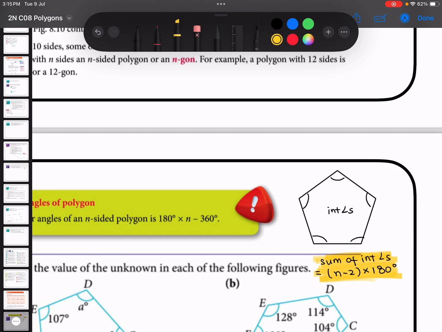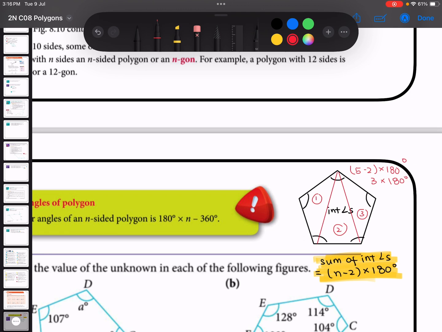Why is it like that? I can break it down for you. 180 is a triangle. Every polygon, I can cut into triangles, but you must cut from corner to corner. For example, this is 5 sides. The first 3 sides will form one triangle. This is the first triangle. Then 2 triangles, 3 triangles. So 5 minus 2 times 180. You can see the 3 triangles.